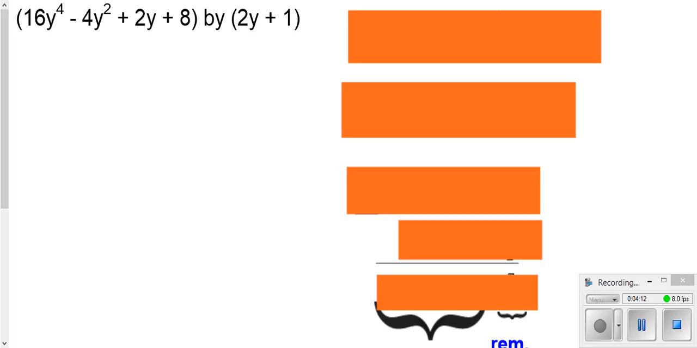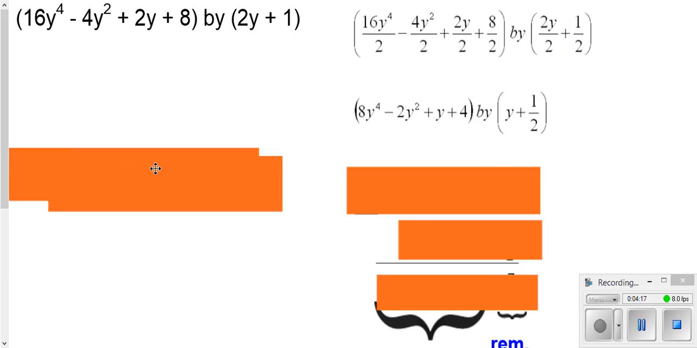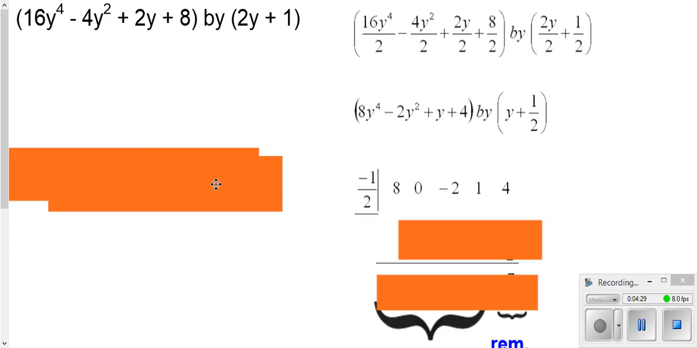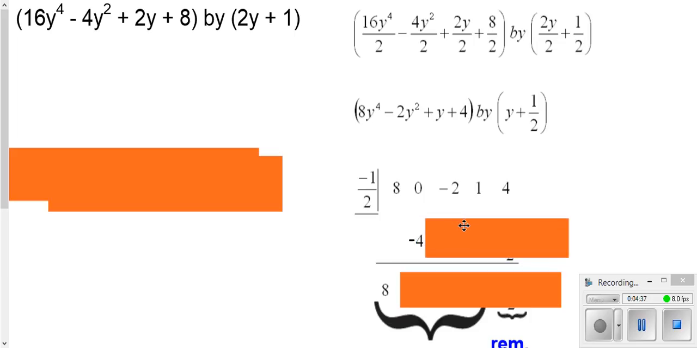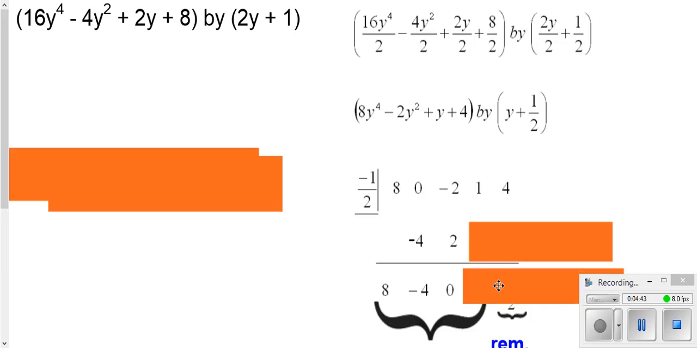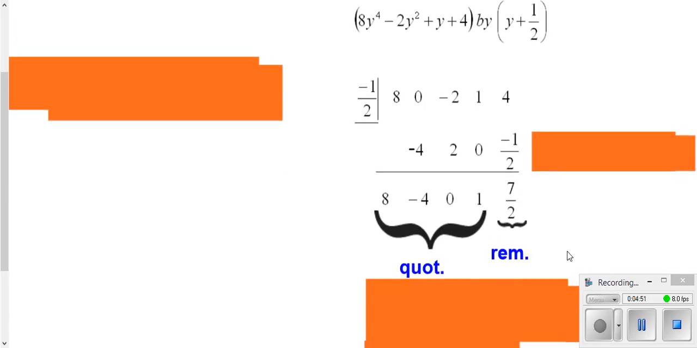So try this one on your own and then watch the video. Divide everything by 2, simplify it down, take what's after your y, or y plus 1/2, set it equal to 0, put down all your coefficients and constants, remembering your placeholder because you're missing your cubes. And then you're going to multiply, add, multiply, add. Then you're going to write this out.